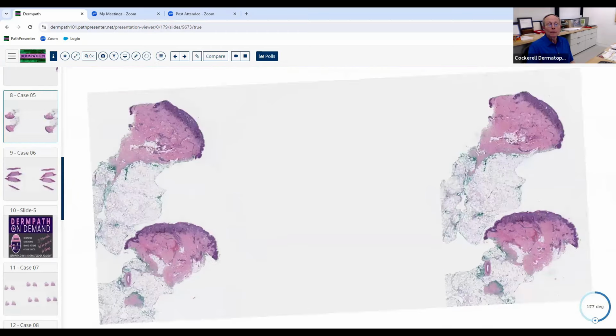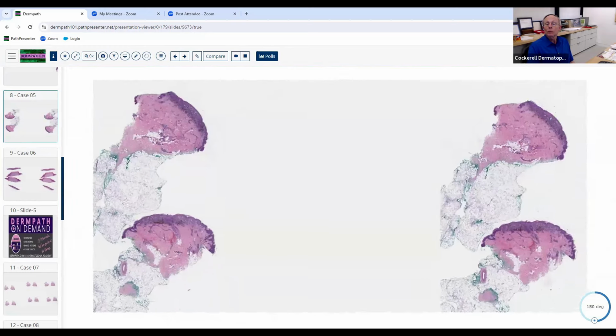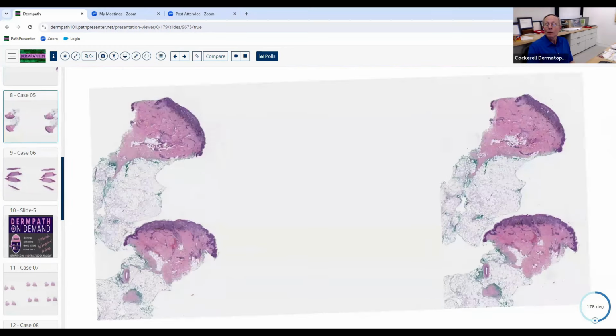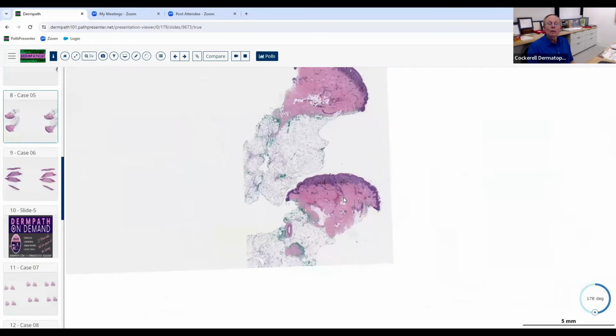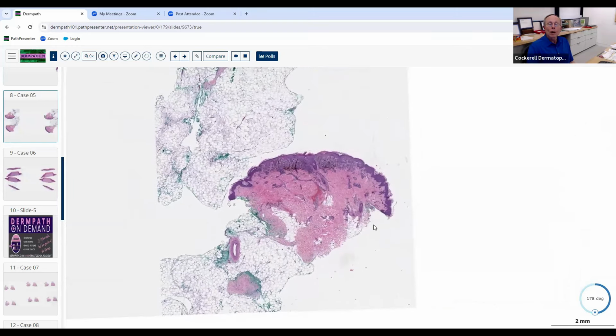Now the next one, this one's probably the best one down here. All right, so we've got probably a punch biopsy that maybe just punched out the entire lesion. It could be an excisional, but maybe like a punch excision, where they said, this is a pigmented lesion possibly, let's just punch out the entire thing.